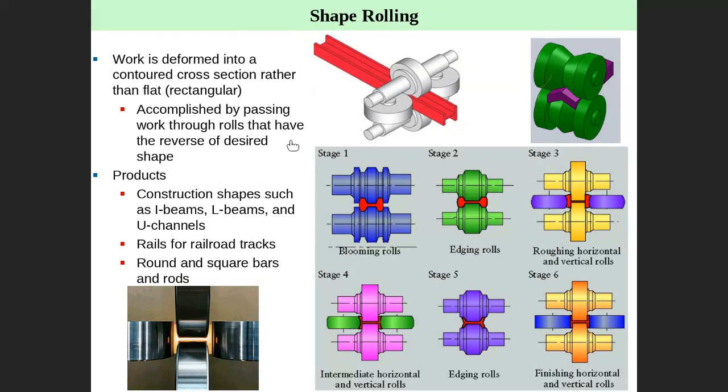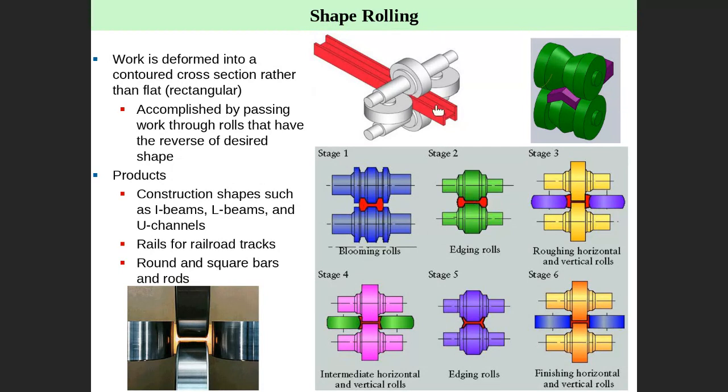In rolling, we are not only reducing the cross section, but also shaping it. Can you see that there is shaping here? We shape the cross section by passing the material through rollers that have the reverse of the desired shape.